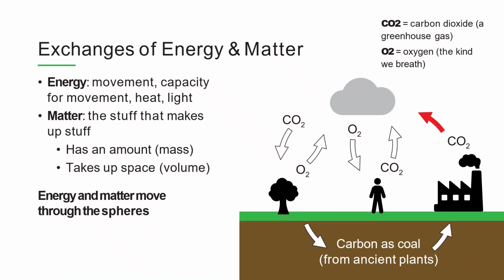So we've just watched carbon cycle through 3 spheres: the atmosphere as carbon dioxide in the air, the lithosphere as coal, and the biosphere in the bodies of plants and animals, including humans. Sometimes cycles between the spheres can get out of balance.